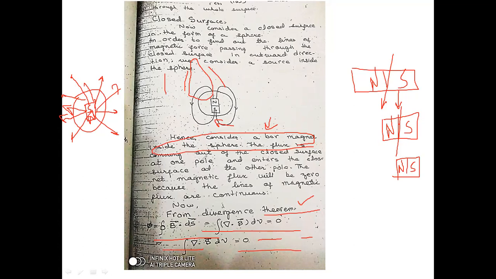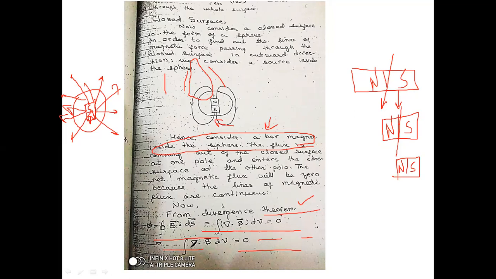The flux is coming out of that closed surface at one pole and enters the closed surface at the other, then net magnetic flux will be zero because the lines of the magnetic flux are continuous. So by the divergence theorem you will get phi is equal to the surface integral of B dot ds, and the volume integral of divergence of B. So this is equal to 0.